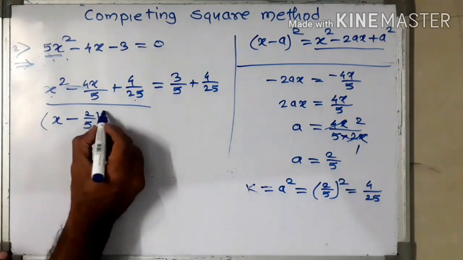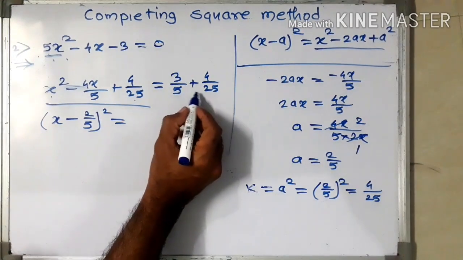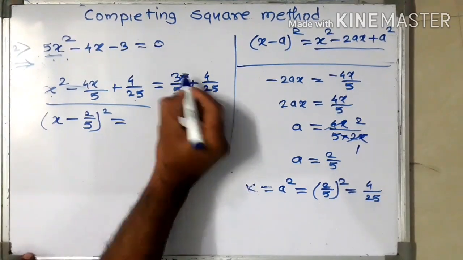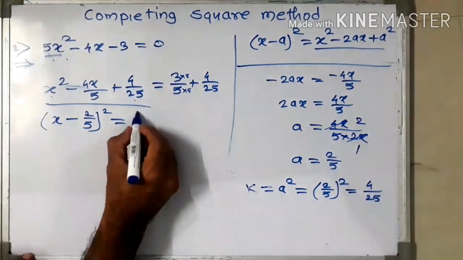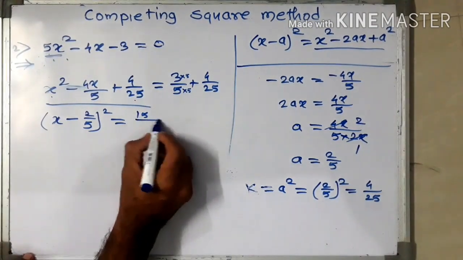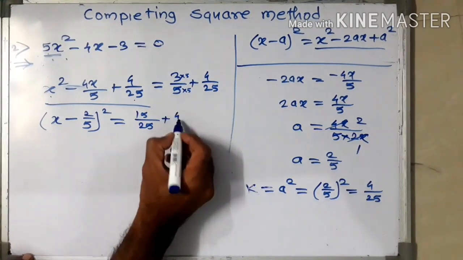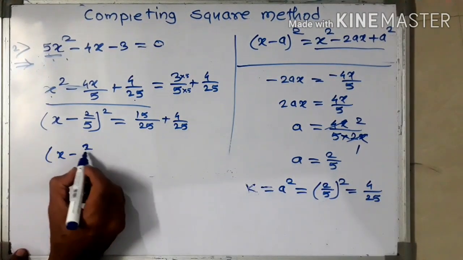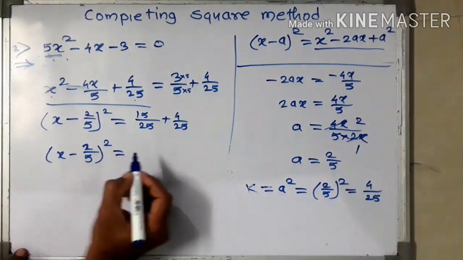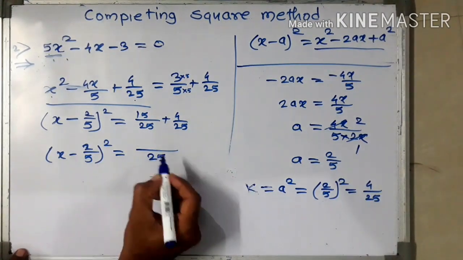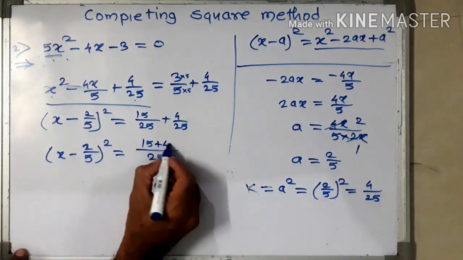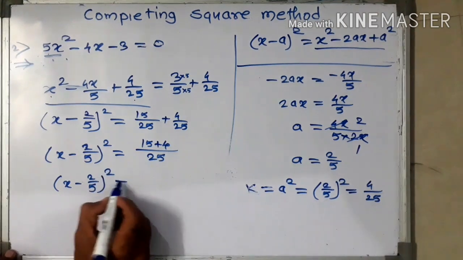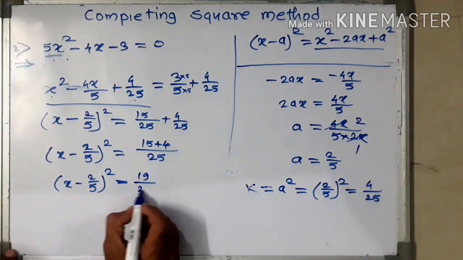(x minus 2 upon 5) bracket square equals to, here we should equalize the denominator by multiplying 5 to numerator and denominator. 5 times 3 is 15 upon 25 plus 4 upon 25. Here the denominators are equal, so we can write it as (x minus 2 upon 5) bracket square equals to 15 plus 4, that is 19 upon 25.